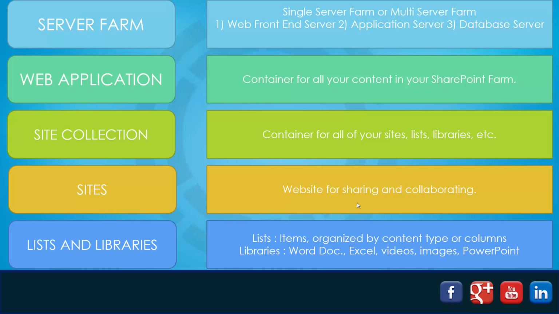Basically this is a SharePoint hierarchy. First you have the server farm, then you have your web application, then you have your site collection, then you have your sites, then you have your lists and libraries. So that is a SharePoint hierarchy.